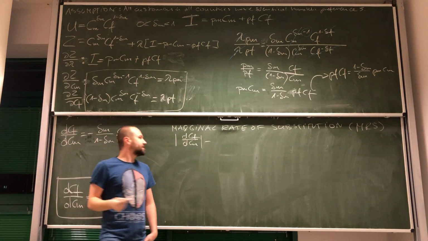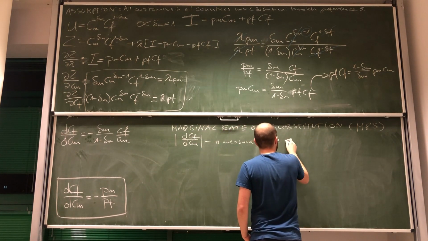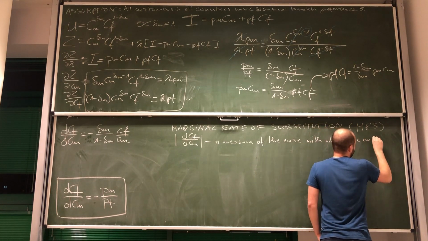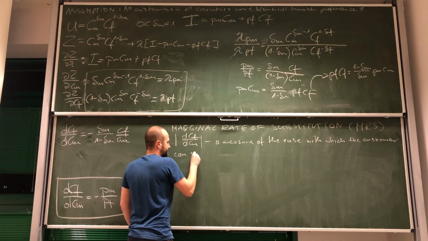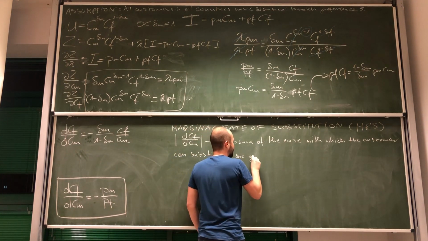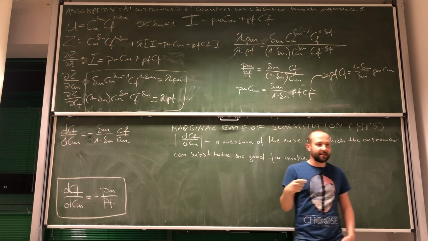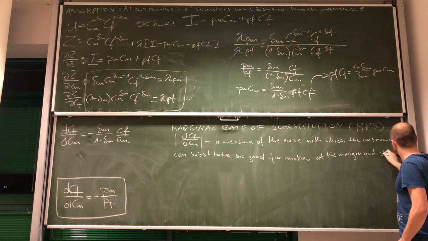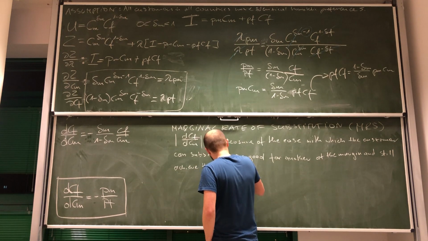And what is it? This is a measure of the ease with which the customer can substitute one good for another at the margin and still achieve the same total utility.